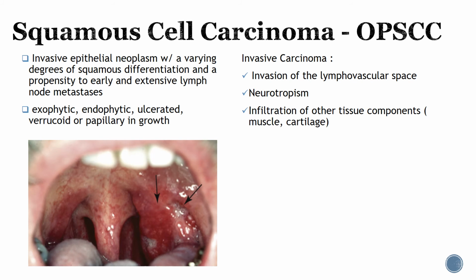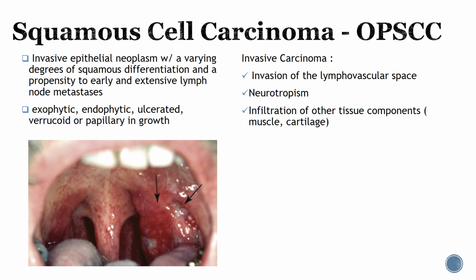Oropharyngeal squamous cell carcinoma is an invasive epithelial neoplasm with varying degrees of squamous differentiation and a propensity to early and extensive lymph node metastasis. The neoplasm may be exophytic, endophytic, ulcerated, verrucoid, or papillary in growth. Severe dysplasia and carcinoma in situ are common elements found in association with invasive squamous cell carcinoma, but are mainly seen in patients with a history of tobacco and alcohol consumption. These are rare in the presence of human papillomavirus-associated pathology.